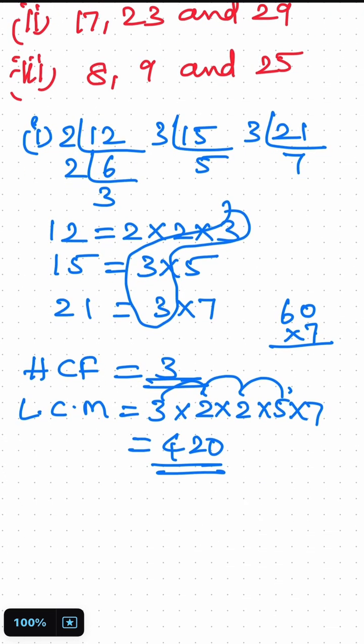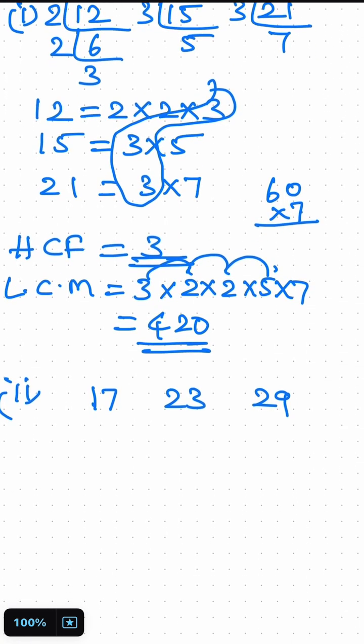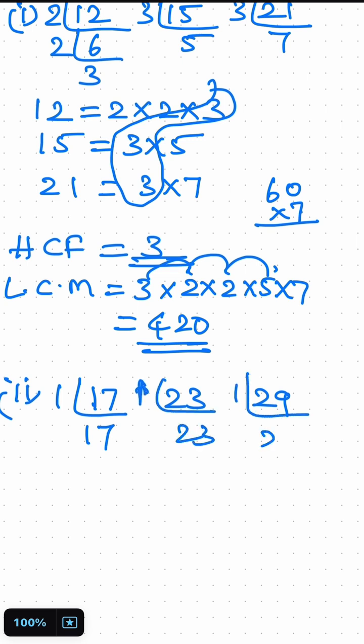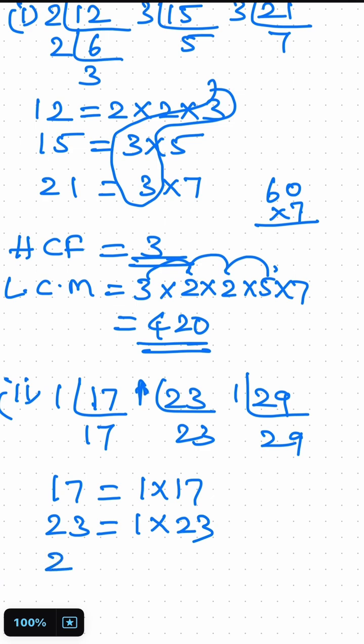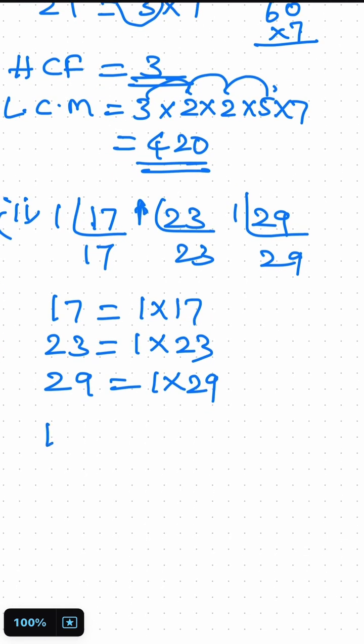Next, second one, 17, 23, 29. See, observe here, 17 is a prime number, 23 is a prime number, 29 is also a prime number. So 17 can be written as 1 into 17, 23 can be written as 1 into 23, 29 is equal to 1 into 29. So what is the HCF?